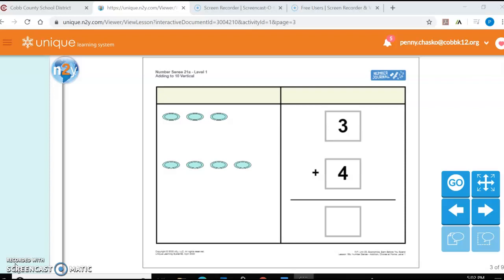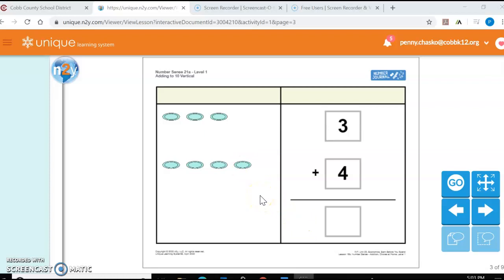So we're going to count a smaller quantity and then a bigger quantity. So we're going to have some and some more, and then we're going to see how many we have all together. So some and some more, and then all together.